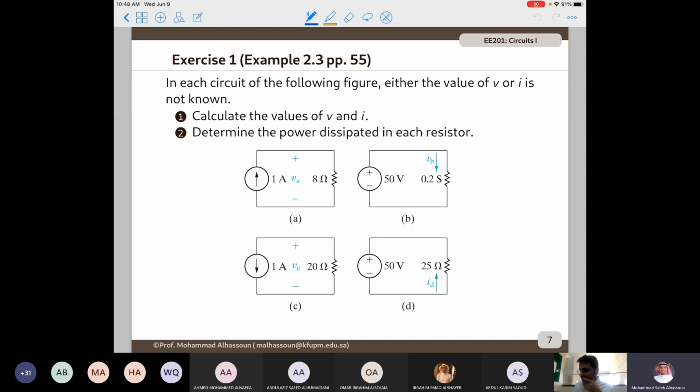So let's solve this exercise. What we have here is a bunch of circuits. We have 4 of them, and we are given either the voltage or the current, and we are asked to apply Ohm's law to find the other values. If we're given the voltage, we need Ohm's law to find the current. If we're given the current, we need Ohm's law to find the voltage. So let's start with the first one.